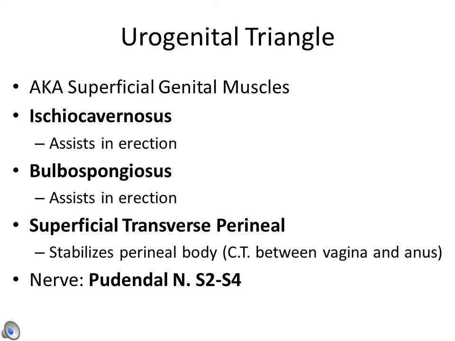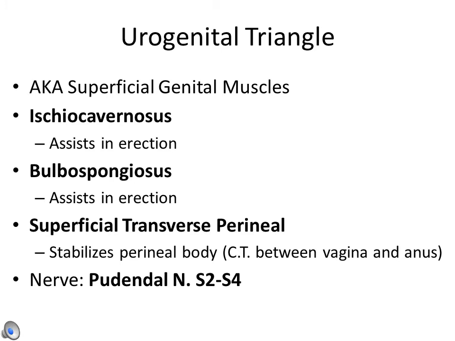The urogenital triangle is the most superficial of the 3 layers of muscle, and it is also known as the superficial genital muscles. These muscles include the ischiocavernosus, bulbospongiosus, and the superficial transverse perineal.